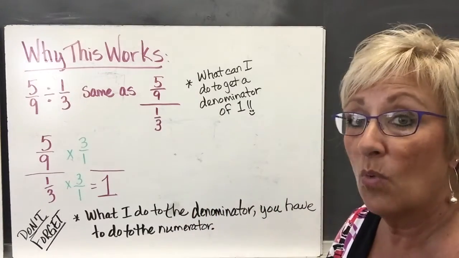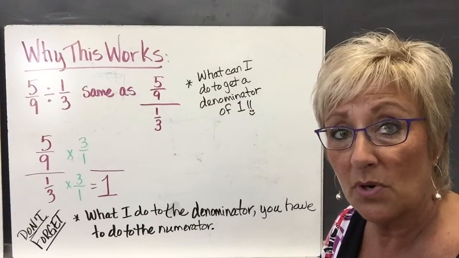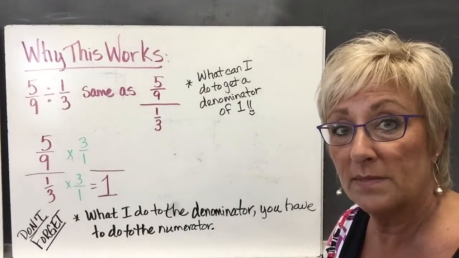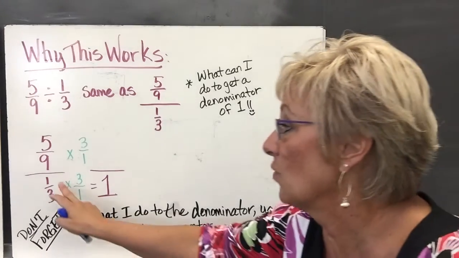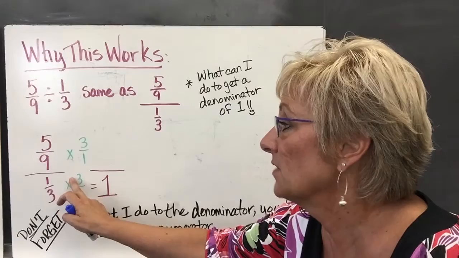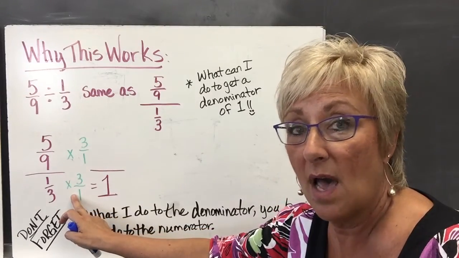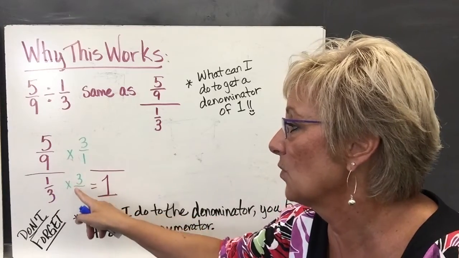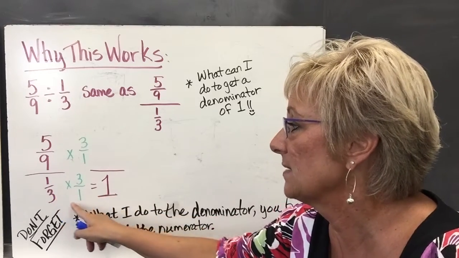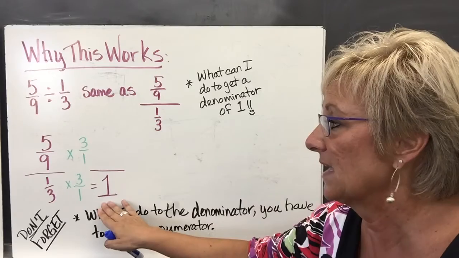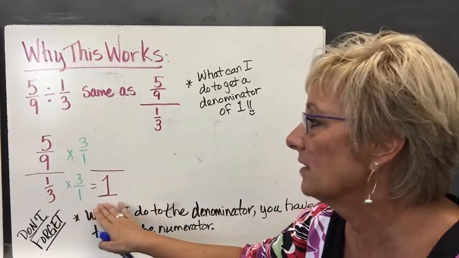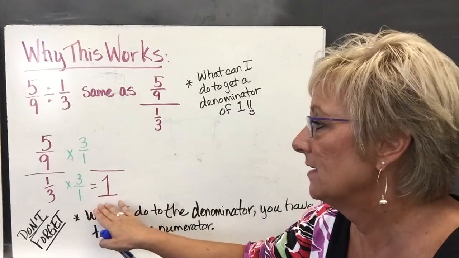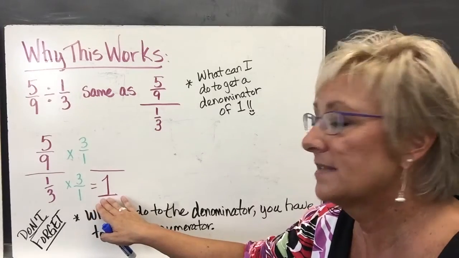Well, I know one way to do it is to find the reciprocal. And every time you want to make it a 1, you're going to do what? If it's 1/3, I'm going to multiply it by its reciprocal or its opposite. So I'm going to flip the fraction over, and I know that 3 times 1 is 3, and 3 times 1 is 3, so 3/3 is the same thing as 1. So I have gotten this down here in my denominator as a 1.